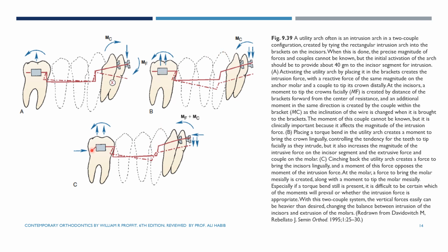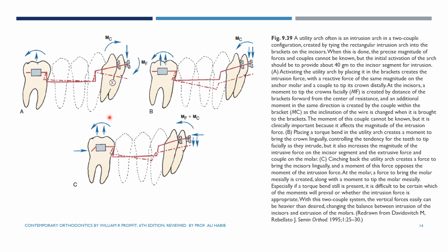Another way of doing this is to cinch back the wire. If you cinch back the wire, as in this case, this will create the same thing: it will increase the level of the force felt by the incisor and that felt by the molars. At the same time, it will create a mesially directed force, which will create tipping of the molar.